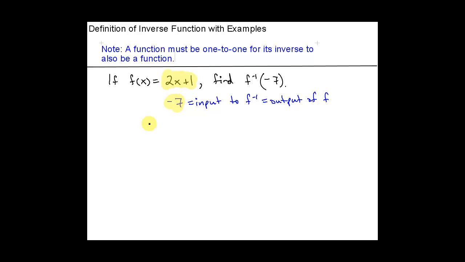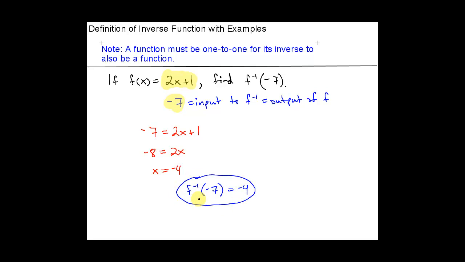So we need to set those equal to each other, and now we can solve for the x here. X is the input to the function f, but it's the output of the function f inverse, so we need to solve for x. Subtract 1 and divide by 2, and we can see that negative 4 is the answer. So in conclusion, f inverse of negative 7 equals negative 4.